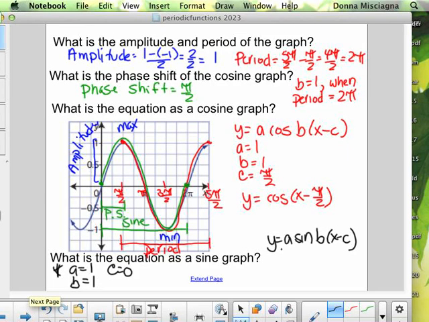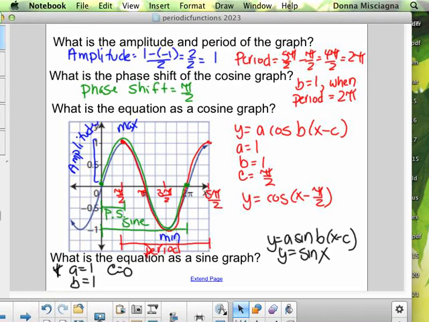We don't need to plug in 1 for B, and we don't need to plug in 0 for C. This is y equals sine x. No change in amplitude, no change in the period, and no phase shift. So this was a graph we had done earlier when we were writing equations for sine.